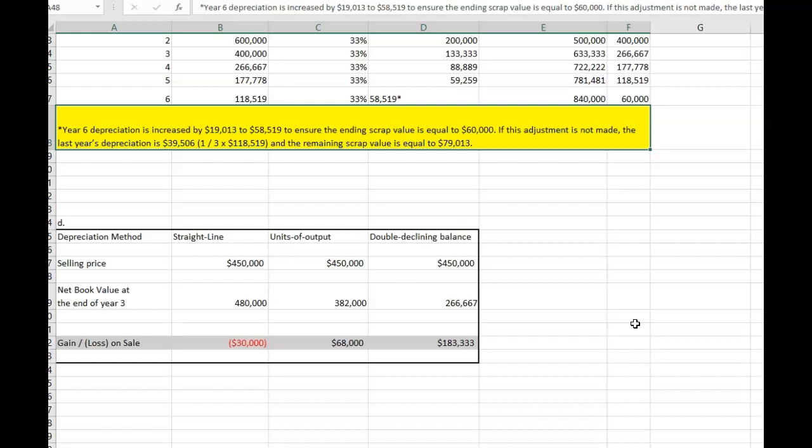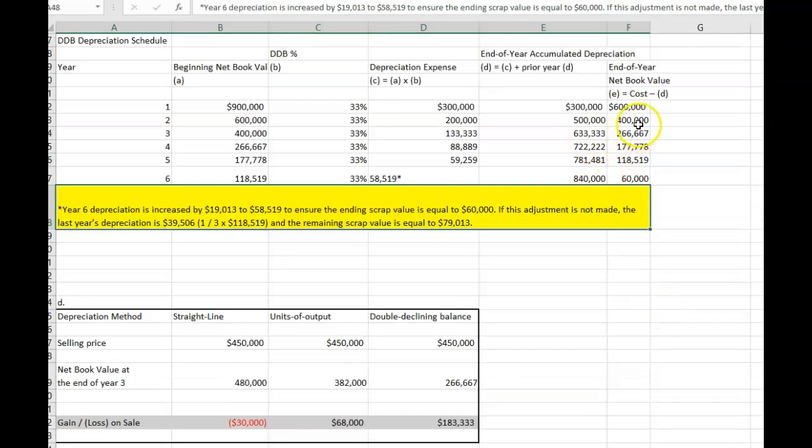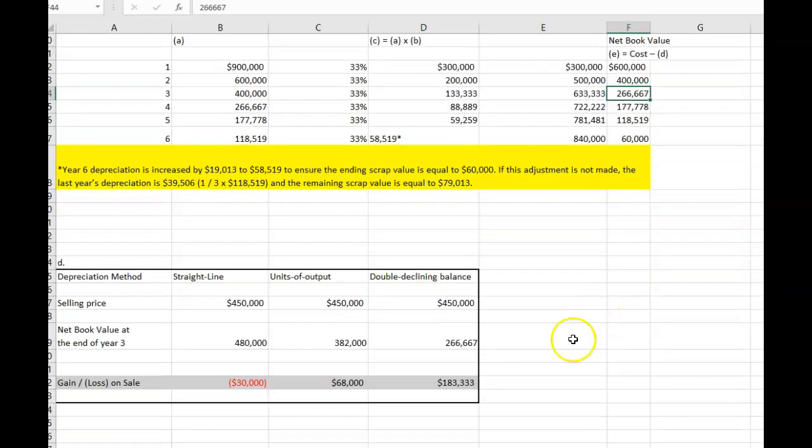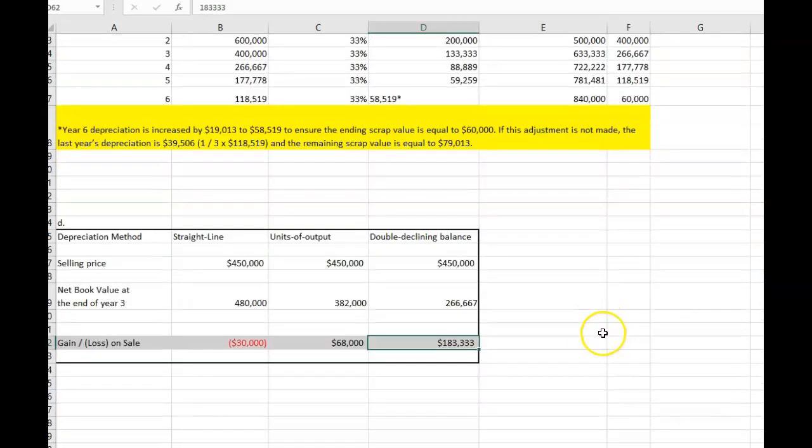Under units of output, same cost in the beginning, same selling price. The net book value at the end of year 3 was $382, leaving a gain of $68,000. And in the third year of double declining, we see that 266,667 was the net book value. That gave us a gain of $183,333.